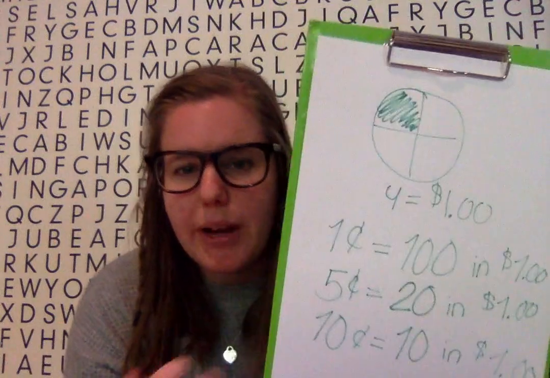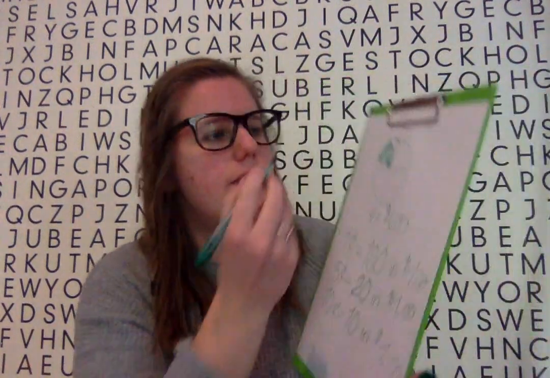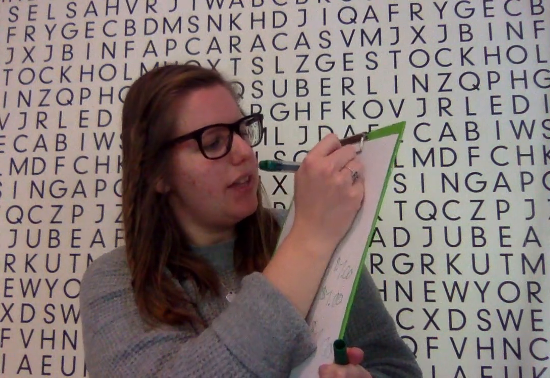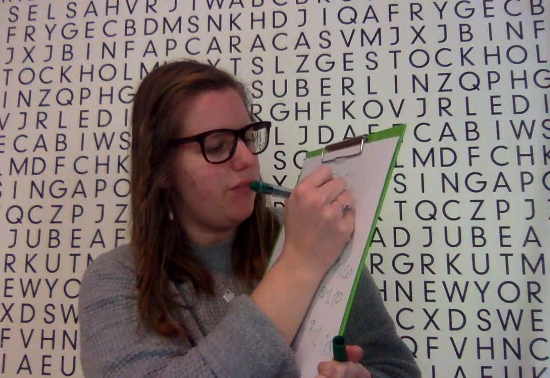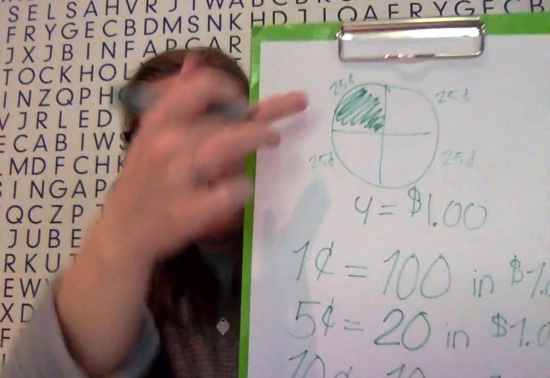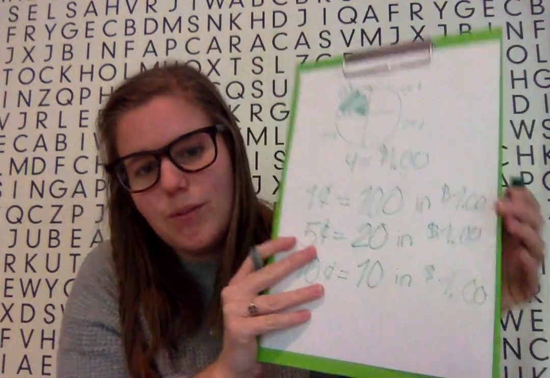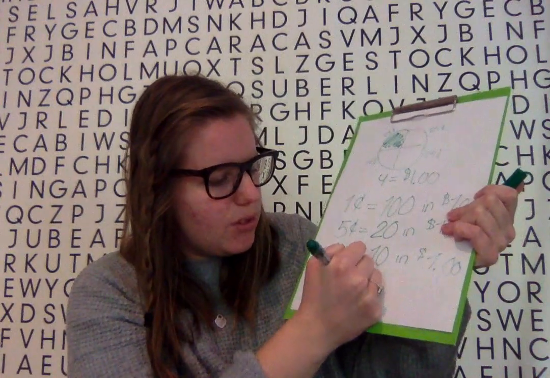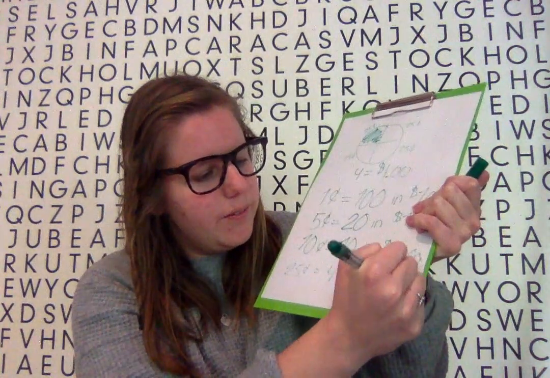And our last one is a quarter. Maybe we remember my drawing up here. A quarter is worth 25 cents. So we have 25 cents, 25 cents, 25 cents, and 25 cents. How many quarters do we need to make $1? We would need 4. Very good. So we have 4 quarters in $1.